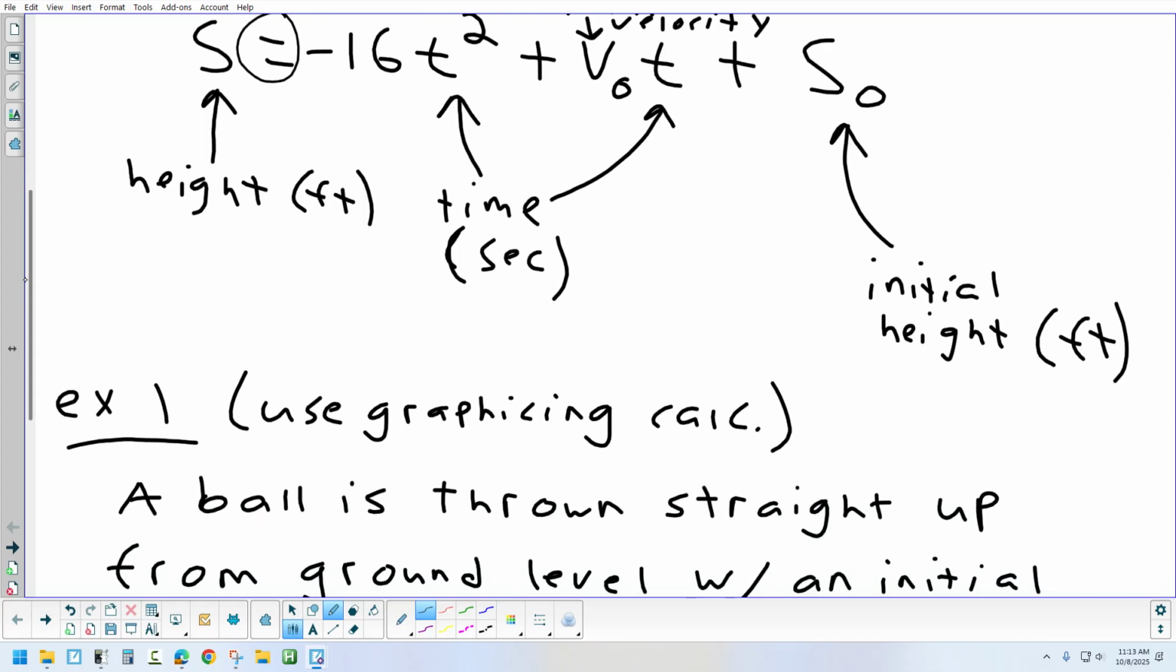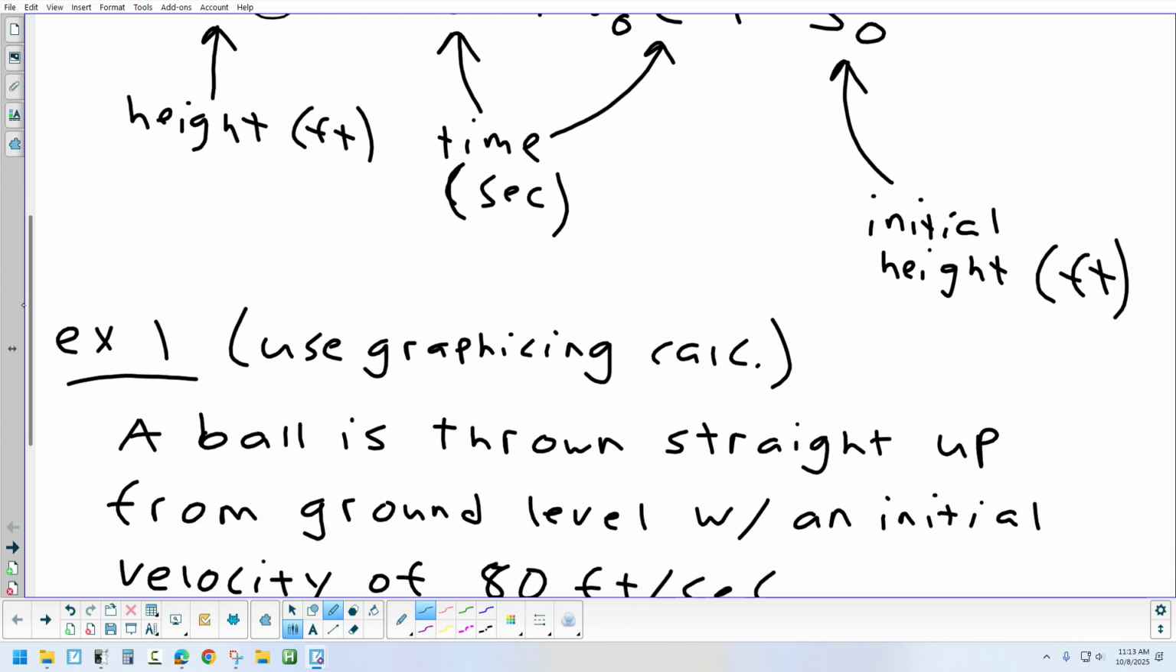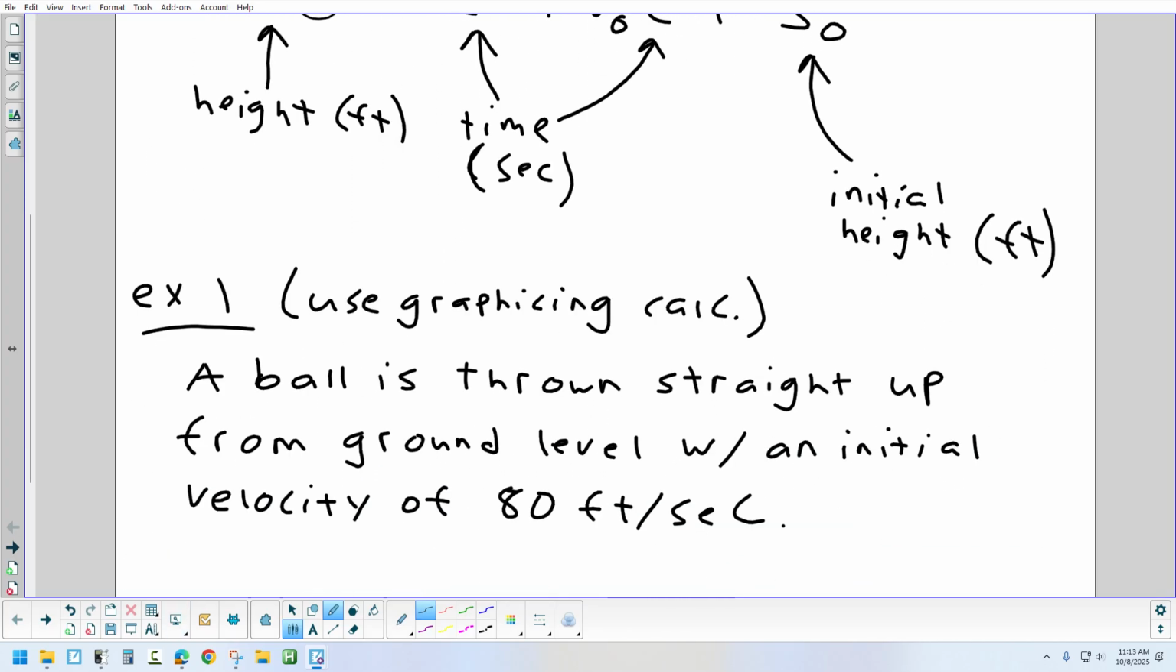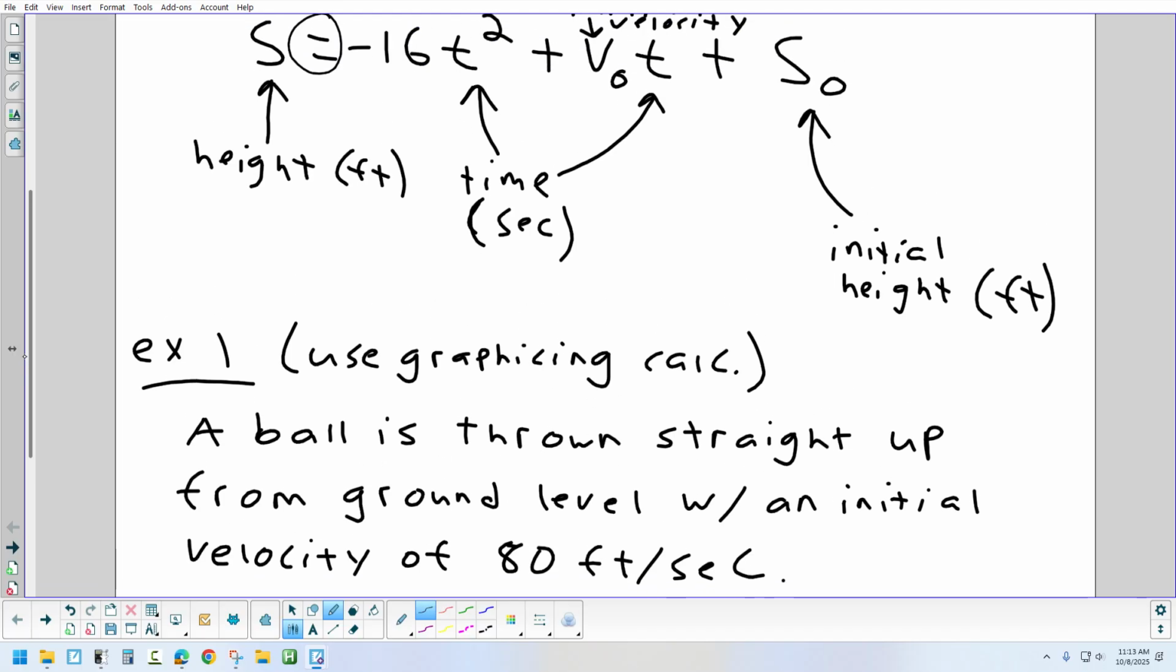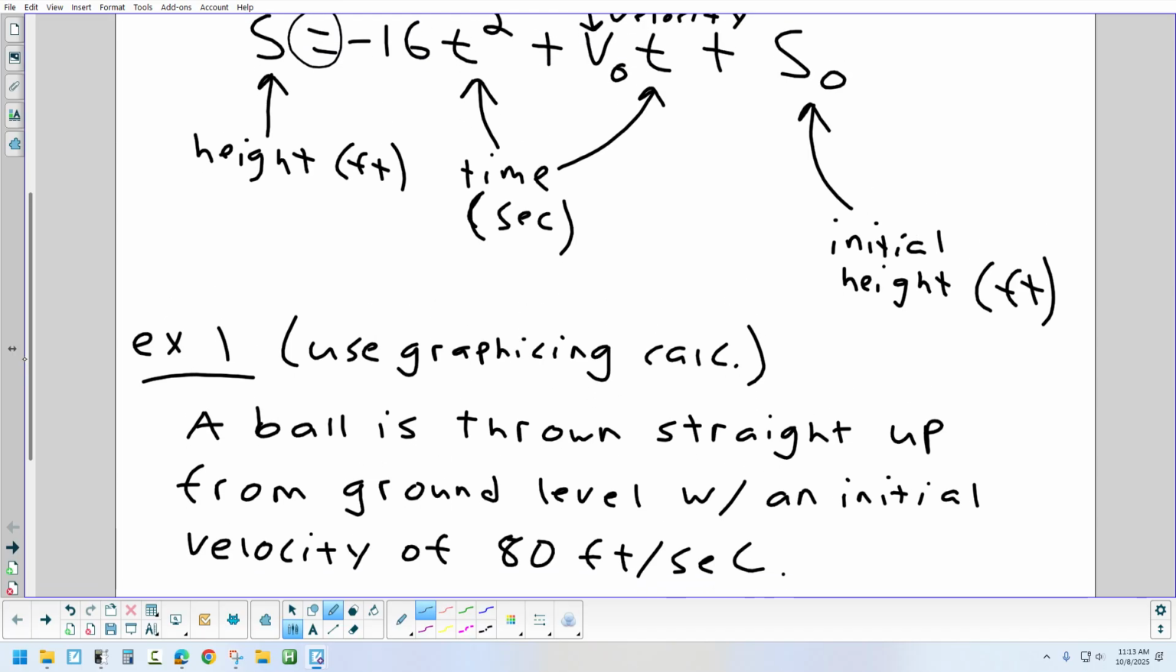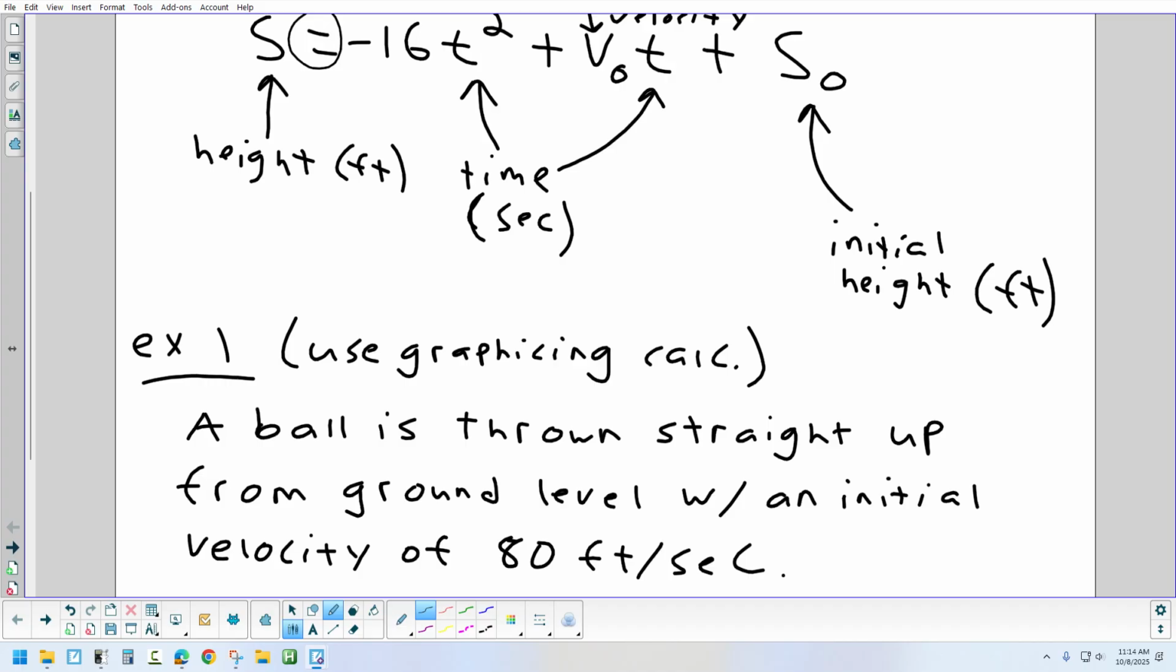Okay, so this one says that a ball is thrown straight up from ground level with an initial speed of 80 feet per second. Okay, so first thing we want to do is fill everything that we have into that formula. So we want to write a formula that represents the height of an object that's starting on the ground and it's being thrown upward at 80 feet per second.